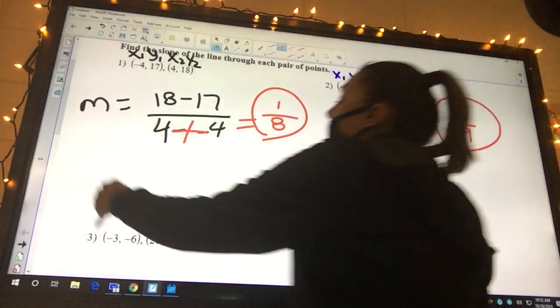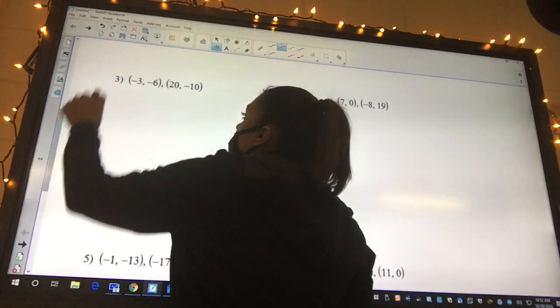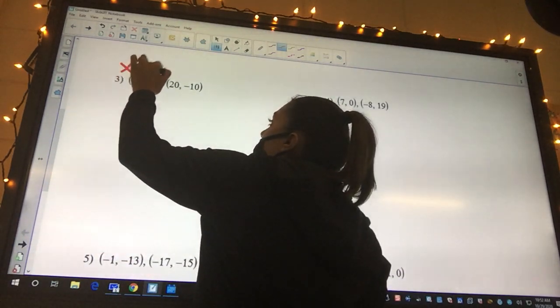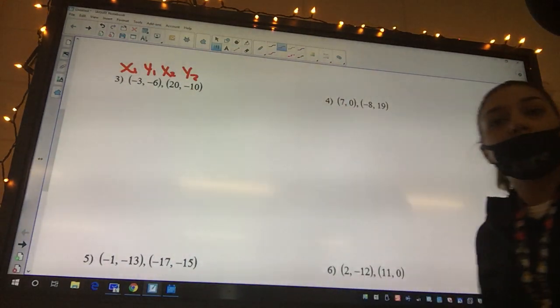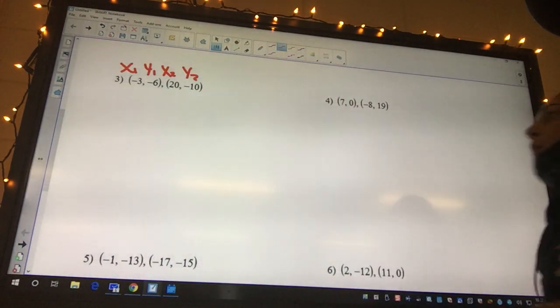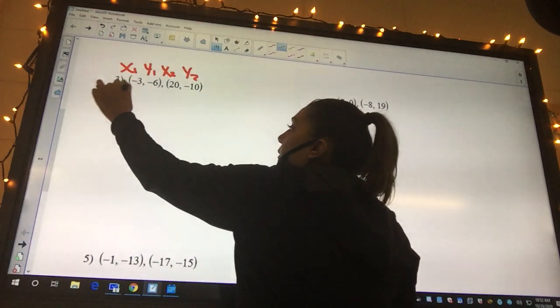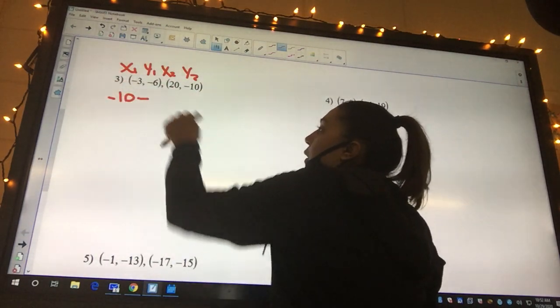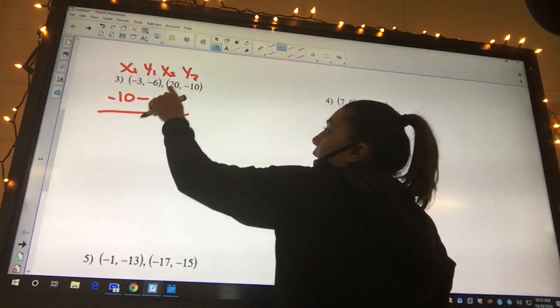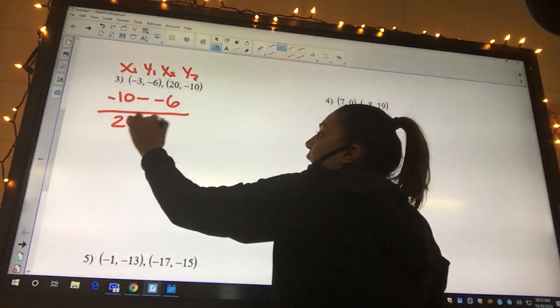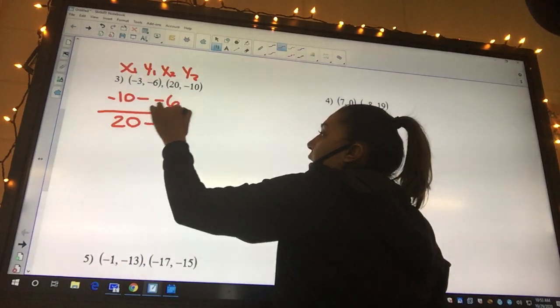Okay, number 3. Same thing. We need to label x sub 1, y sub 1, x sub 2, y sub 2. Well, my y sub 2 comes first, so I got negative 10 minus y sub 1 is negative 6 over x sub 2 is 20 minus x sub 1, which is negative 3.